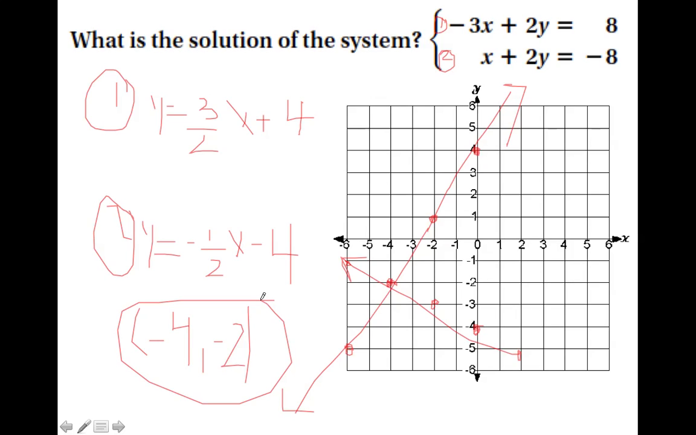To double check we got the correct solution, all you have to do is plug in negative 4 for x and negative 2 for y into both equations, and we should get 8 or negative 8 for both equations.